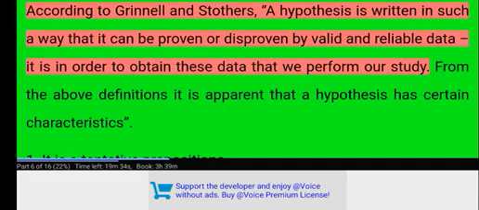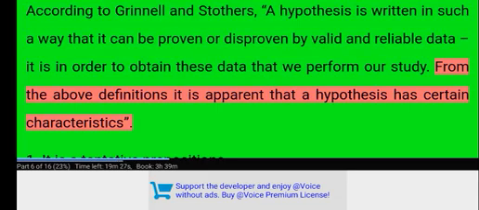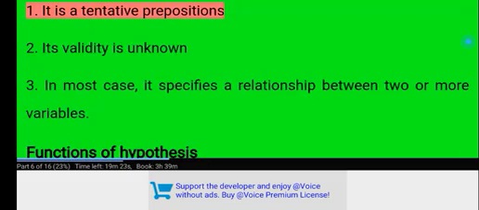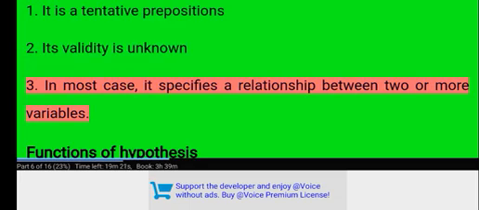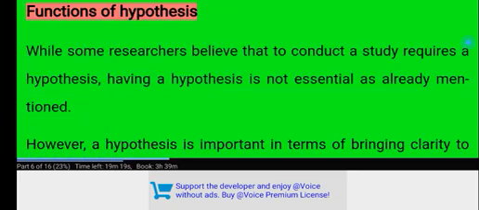According to Grinnell and Stothers, a hypothesis is written in such a way that it can be proven or disproven by valid and reliable data. It is in order to obtain these data that we perform our study. From the above definitions, it is apparent that a hypothesis has certain characteristics. 1. It is a tentative proposition. 2. Its validity is unknown. 3. In most cases, it specifies a relationship between 2 or more variables.